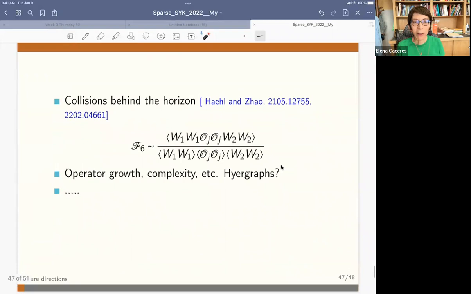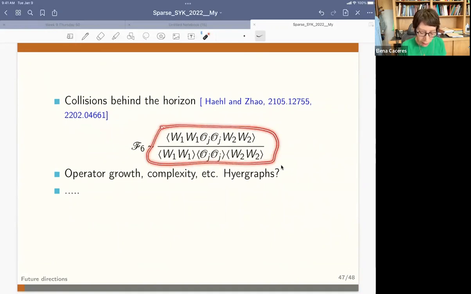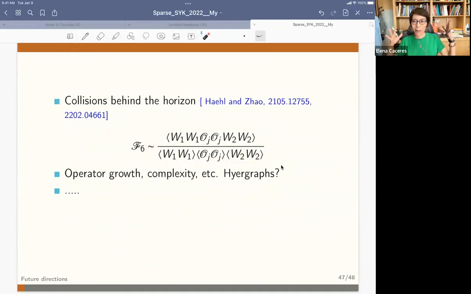Let me finish with some future directions, which is also something I'm interested in. Very recently, Heil and Shao came up with this question you can ask: we have a traversable wormhole, we can make a traversable wormhole. What is the observable that can diagnose when signals collide behind the horizon? What is the physics thing that I have to calculate to say that things collide behind the horizon?